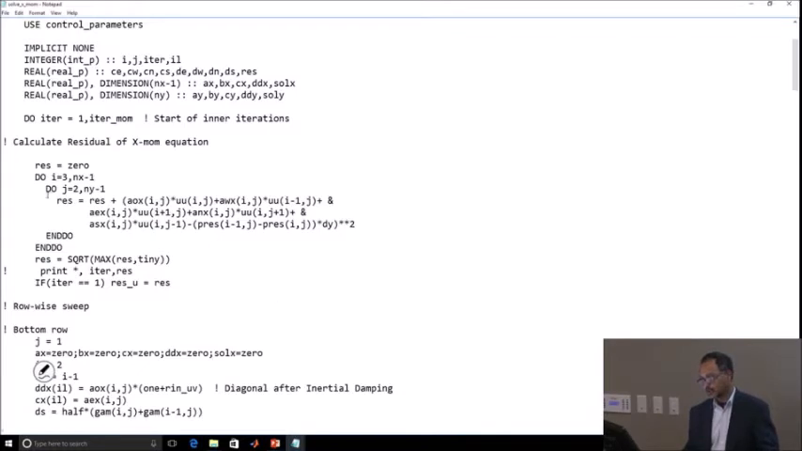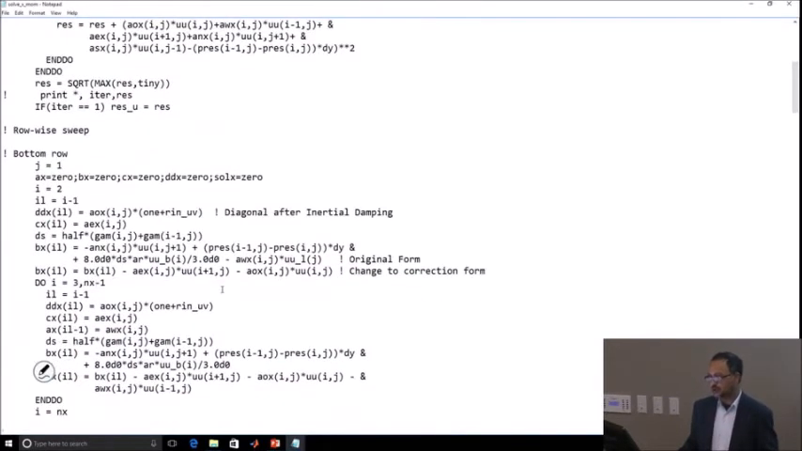Okay. Now, what is the residual? Well, the residual, you can see it's pretty straightforward. I've taken all the equations. So this is A naught times U naught, A west times U west, and so on, minus your source term for pressure, squared and added. That's all it is. And then finally taken a square root. Okay. So that's your residual.